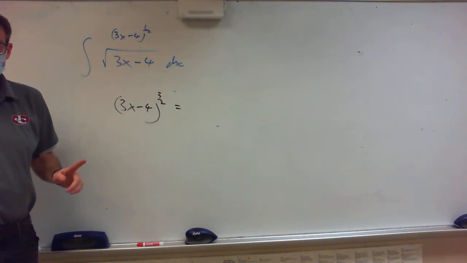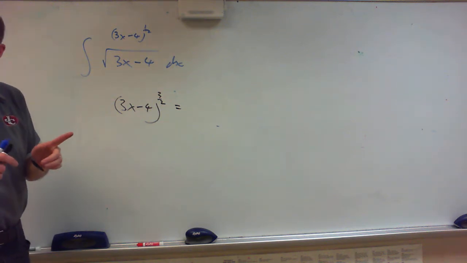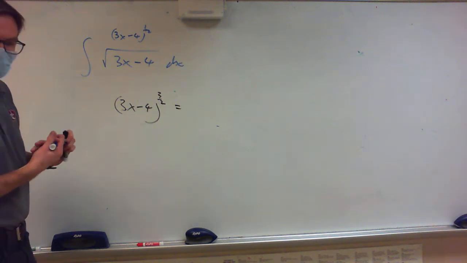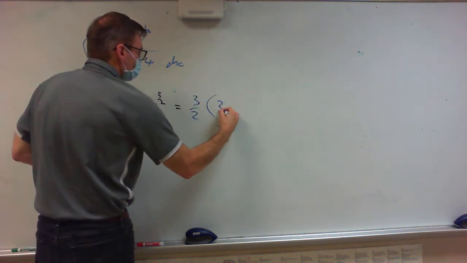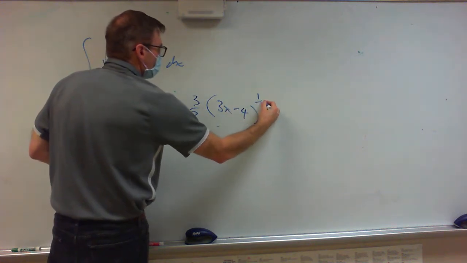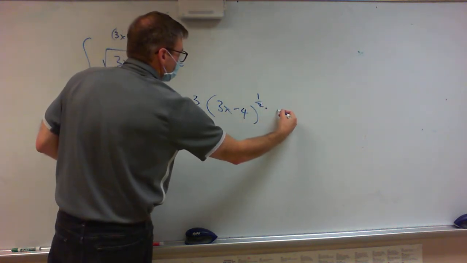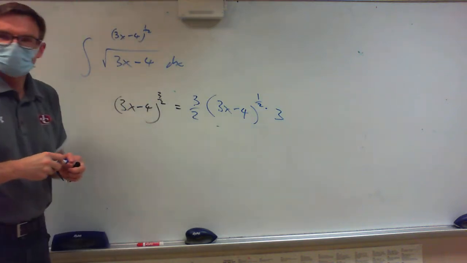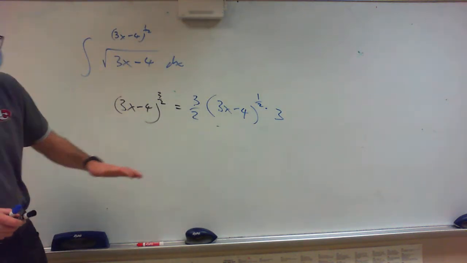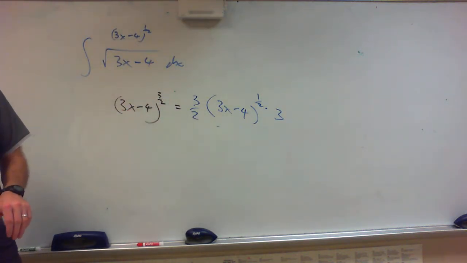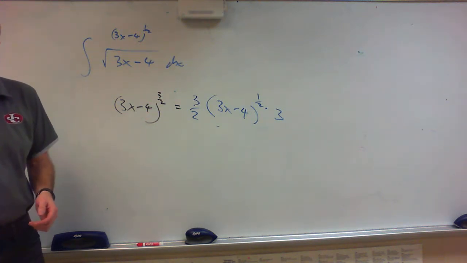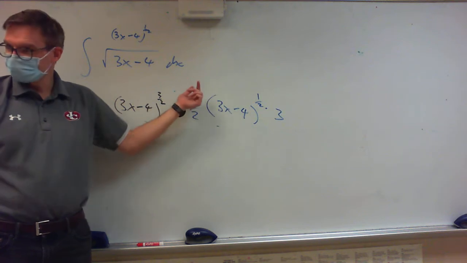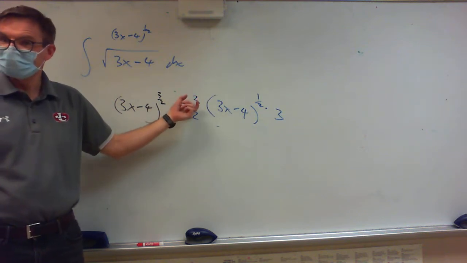Okay. Has everybody got it? Taking the derivative? So we take the derivative, this is going to give us 3/2, 3x minus 4 to the 1/2 times 3. Is this close to this? All right. What do we need to get rid of? 4.5. We got to get rid of the 9/2. Everybody see we got to get rid of the 9/2?